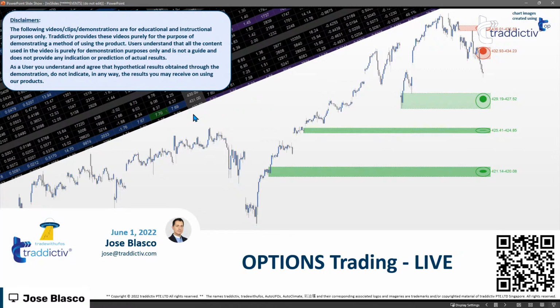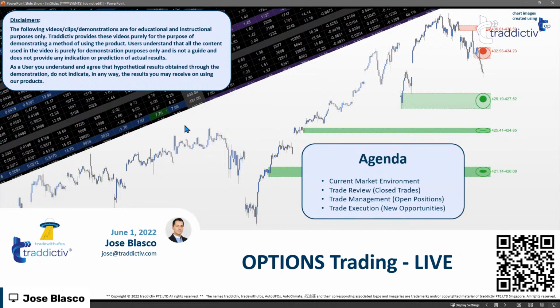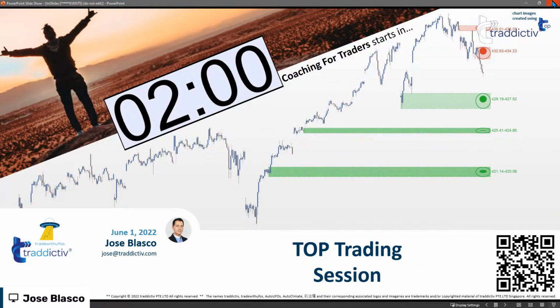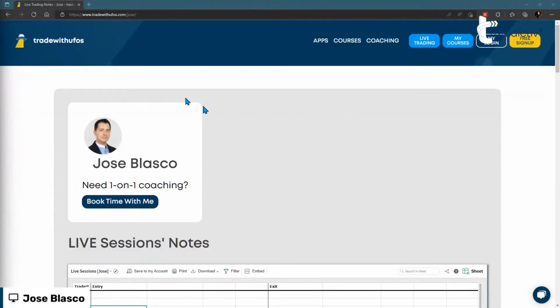And when it comes to the agenda for today, we're going to be looking at the market environment, trying to understand what's happening. We're going to be looking at the trades that we have and review those trades and talk about management if needed. And from there, look into new trading opportunities. That's it. So let's begin.